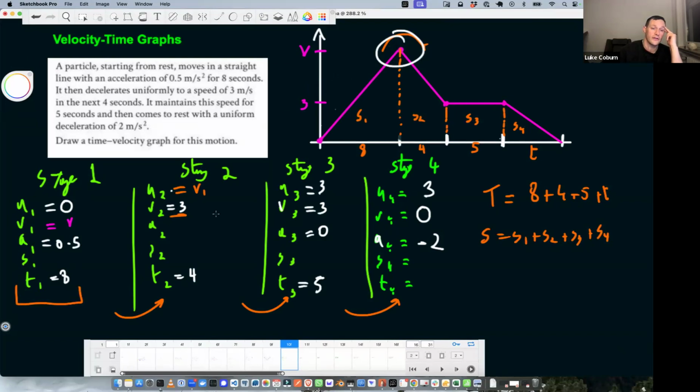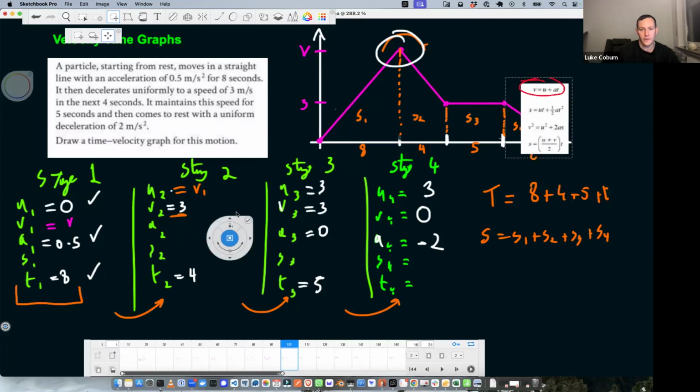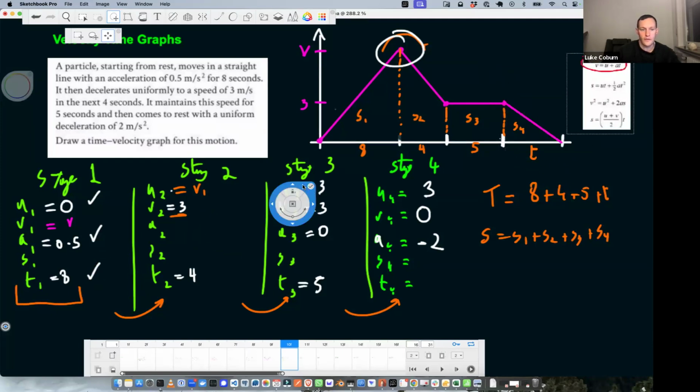So basically that question is just find V. Now we have U, and we have A, and we have T. So we can use the equations of motion. Just put them up there. We're looking for V, right? So we can just go ahead and use the top one, okay?